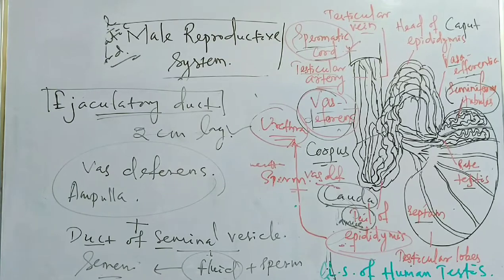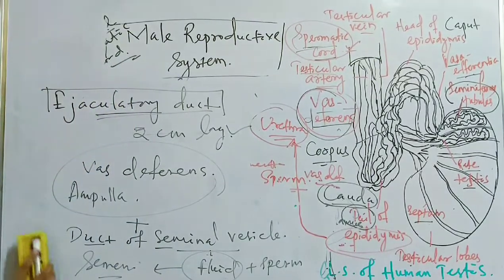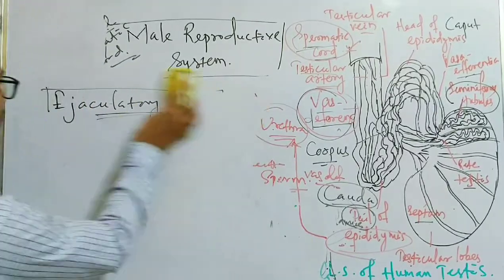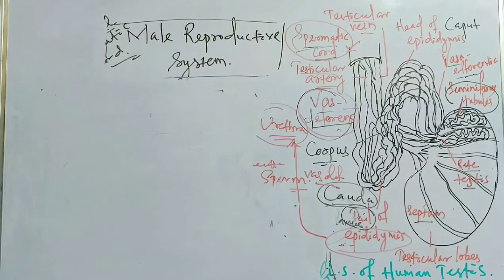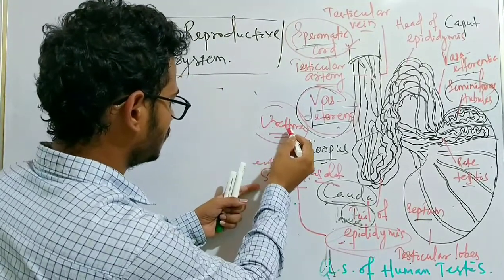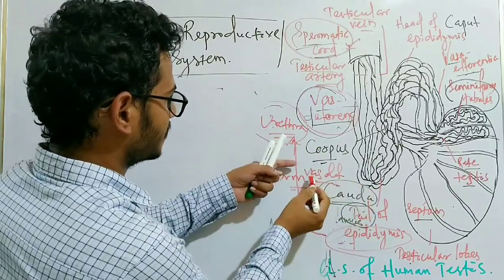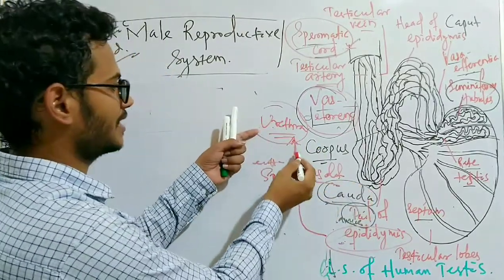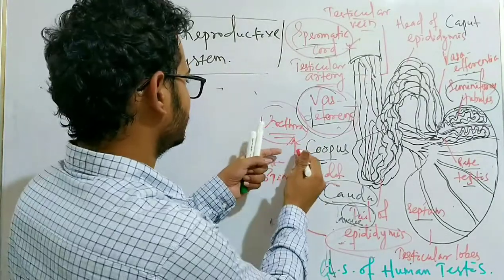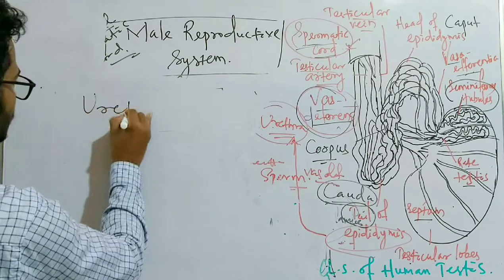Now the last part is the urethra. The ejaculatory duct opens into the urethra. As I have told you, from the epididymis the sperm will be connected to the urethra with the help of the vas deferens, and between the vas deferens and the urethra there is the ejaculatory duct, only a 2 centimeter long pipe. Then it opens to the last part, that is the urethra.